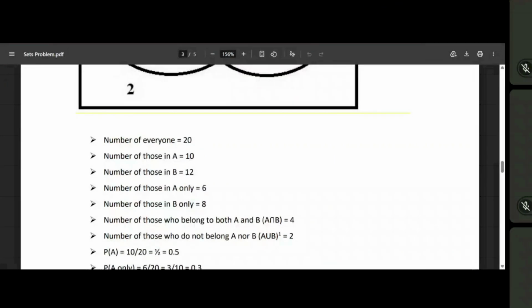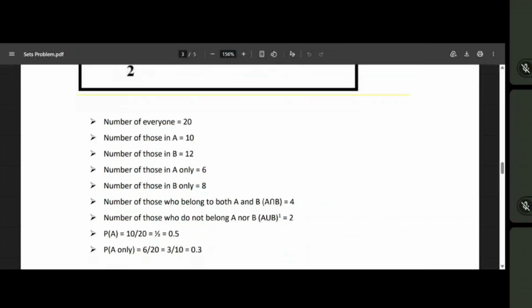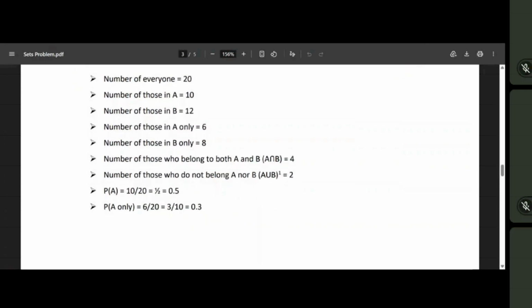Then the next topic we are going to look at is what has been calculated, the probability of A. If a patient is chosen at random, what's the probability that the patient has diabetes? That is A. So you just divide the total number of those who have diabetes by the total number of patients you have. Then you have the probability of a person having diabetes.